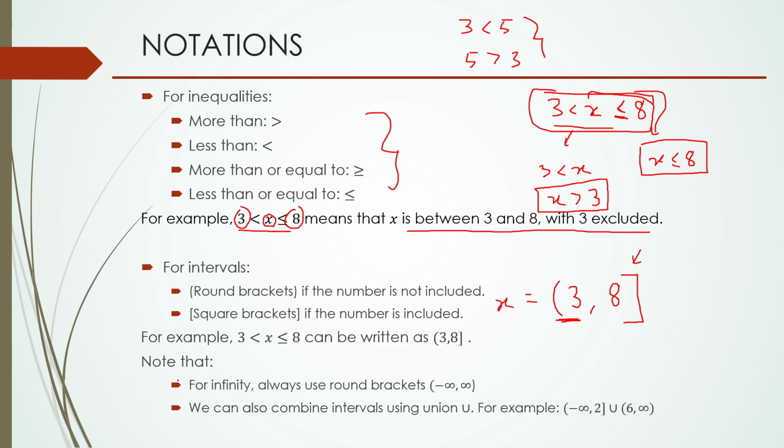But one note is that for infinity, we always use a round bracket. So round bracket negative infinity and also round bracket positive infinity. We can also combine our intervals using the union symbol. This is the union symbol. For example, if you want to talk about the range of x between negative infinity up until 2 included, and also 6 excluded up until positive infinity, we can link it using this union symbol.